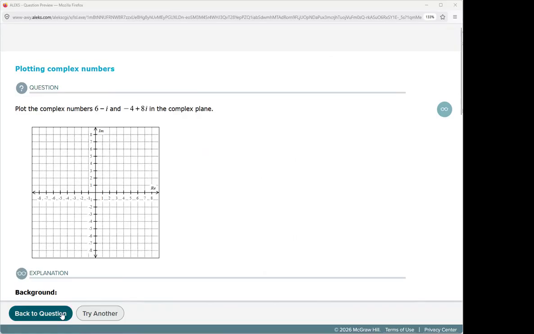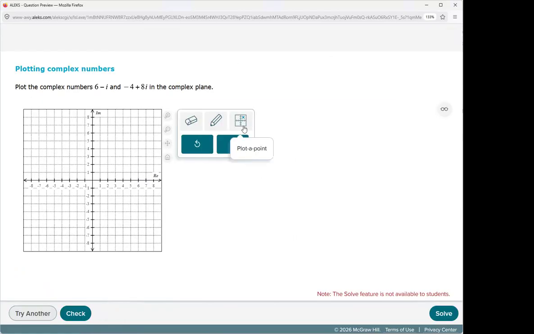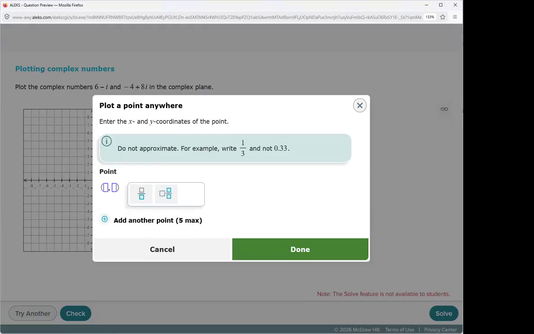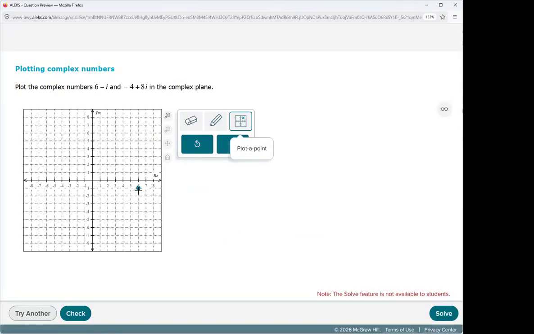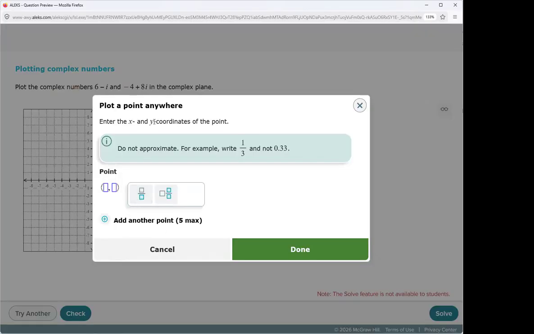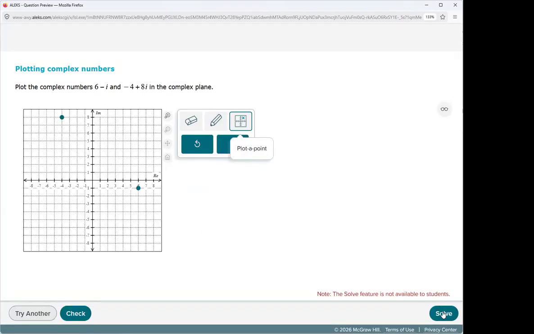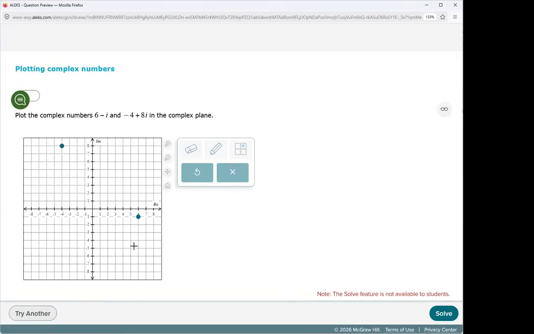But anyway, it's pretty straightforward, right? So let's do one more of these. Back to the question, or I guess we can just do it here. So for the first one, 6 - i, you would just put 6, and then the coefficient of the i, -1. That would be the first point. Plot another one. -4 plus 8i would be -4, 8, and that's it. Nothing crazy.